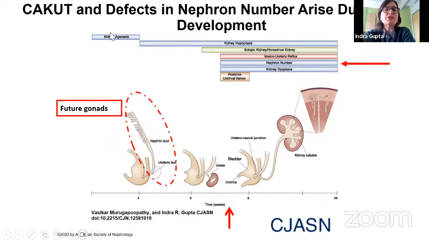So at the top of the cartoon, I just showed you when some of these defects are occurring. Kidney agenesis, where you never make a kidney, is an early defect because you never make a ureteric bud. In contrast, with kidney hypoplasia, you might make a few nephrons, so you manage to get to this stage, but there may be reduced branching or you may get fewer nephrons. Ectopic horseshoe kidney occurs a little bit later, reflux a little bit later because you need to have a ureter that's actually separated and inserting incorrectly into the bladder. Nephron number is a defect that is occurring anytime between week 6 to 36. We're going to talk about that within the spectrum of CAKUT. And then we have kidney dysplasia, which is later, and then valves, which is really talking about how the urethra forms, which is developing out of the primordial bladder.